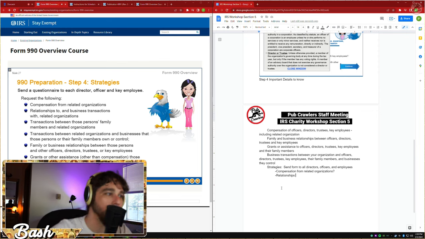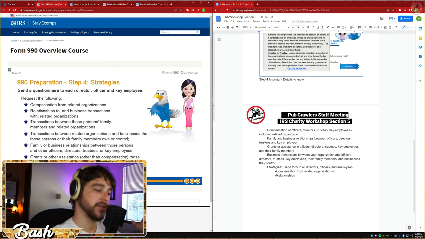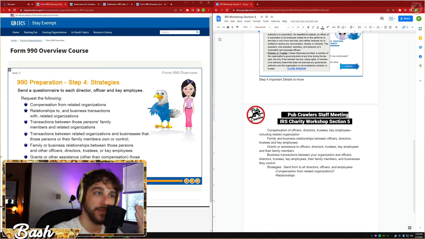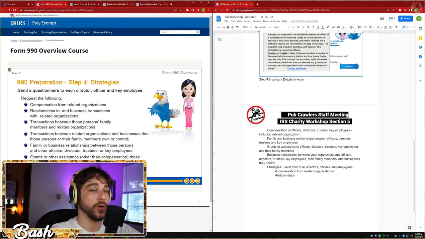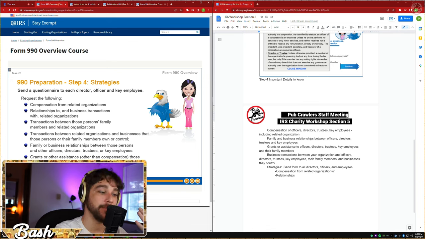A questionnaire to each director. Yeah, I guess I should also ask our related organizations. So this is the way that the organization is able to address all of these things, and then that responsibility of did you know who was doing what. If you send this out and someone lies to you, that's then on them. So you put in your due diligent effort to figure it out, but if you don't do this, then there's nothing for them to see that you were trying to make the effort to figure out what the connections were.